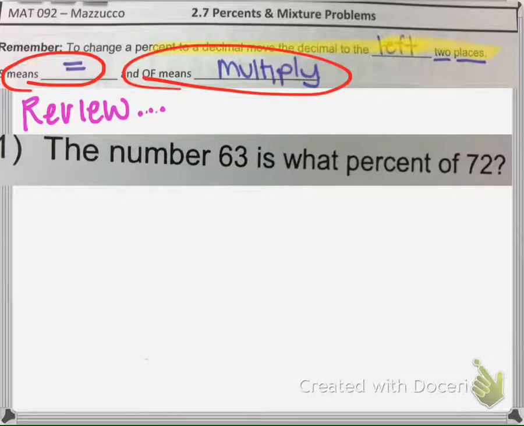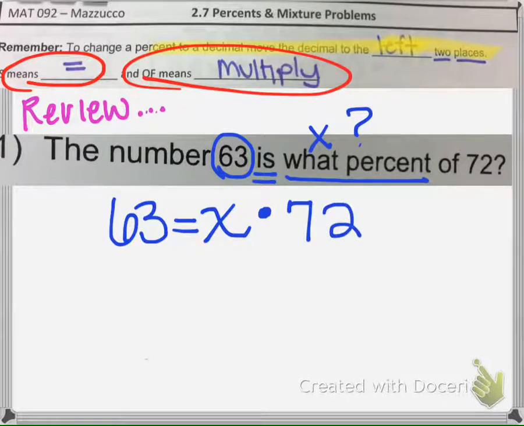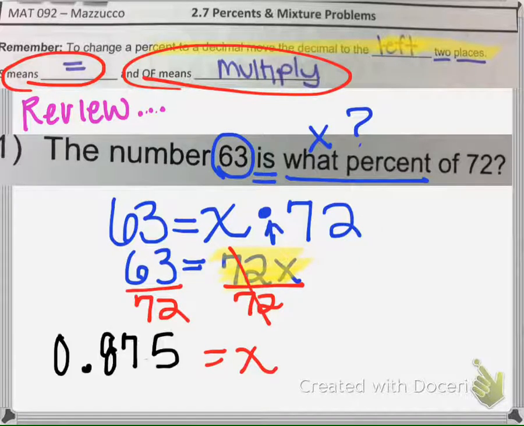If we take a look at number 1 in your notes, it says the number 63 is, which means equal, what percent? We don't know, so I'm going to have that be x. X is going to represent the percent. So it says "is what percent," the word "of" means multiply, 72. Now, in an equation, we don't use the dot for multiplication. We usually write it as 72x. And now we have an equation to solve, and when we want to get rid of the number that's right next to the x, we're going to divide. So when we do 63 divided by 72, we get 0.875.